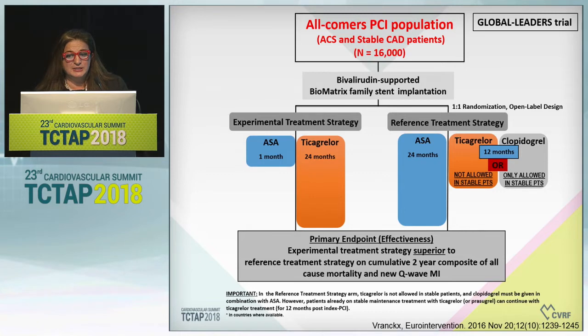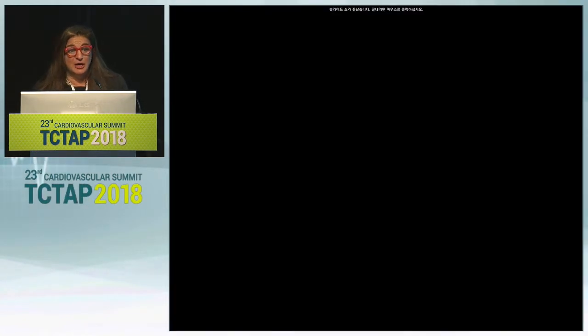But a very important study is the GLOBAL LEADERS trial with an all-comers PCI population of both ACS and stable CAD, 16,000 patients with 1 month of aspirin and ticagrelor versus standard of care. We'll see those data very, very soon at the European Society of Cardiology. So with that, we see that there's a tremendous drive into moving towards withdrawal of therapies rather than stacking the therapies, and hopefully we'll have some answers for you in the next year with a lot of exciting studies.